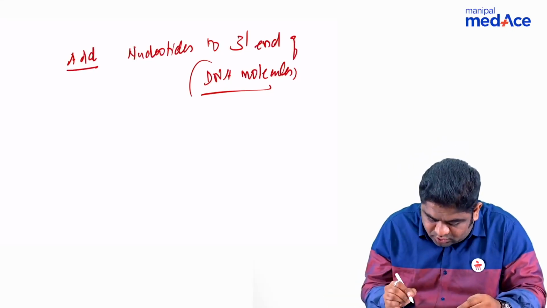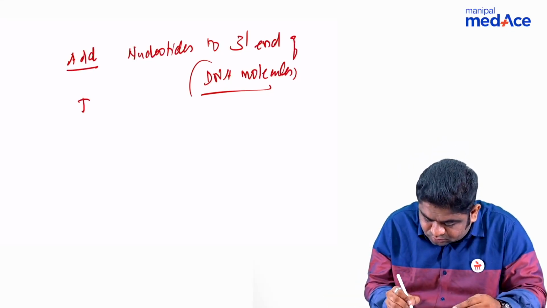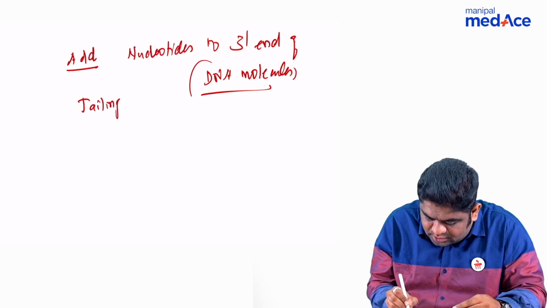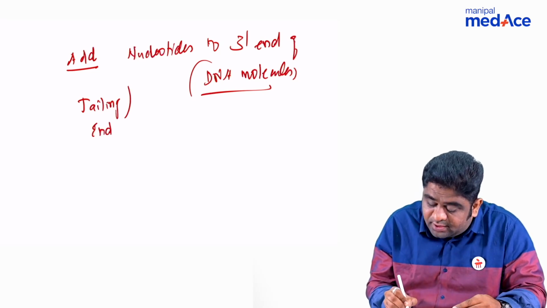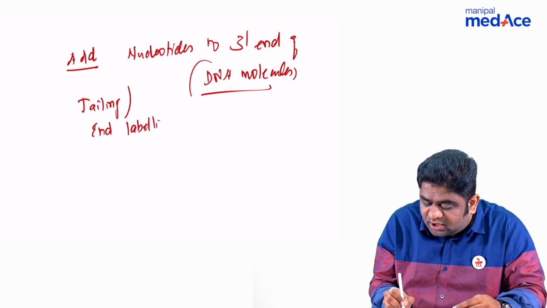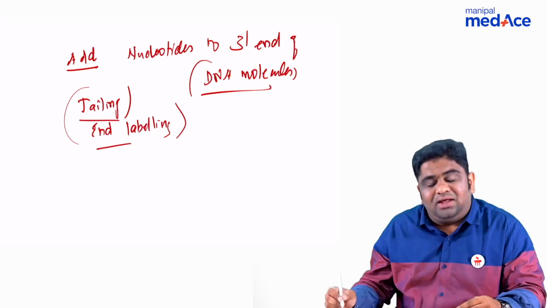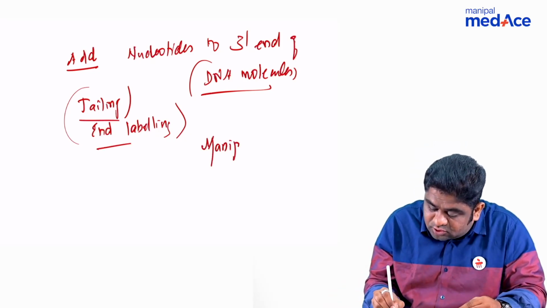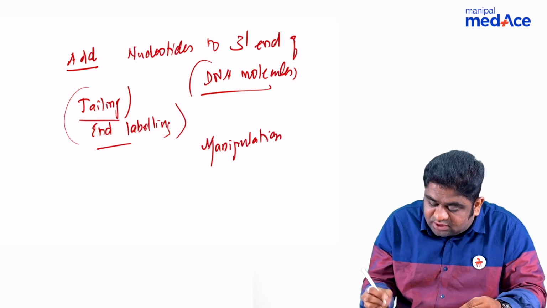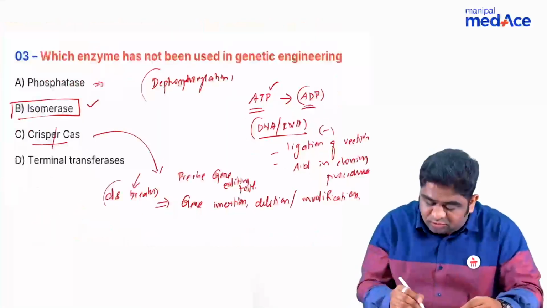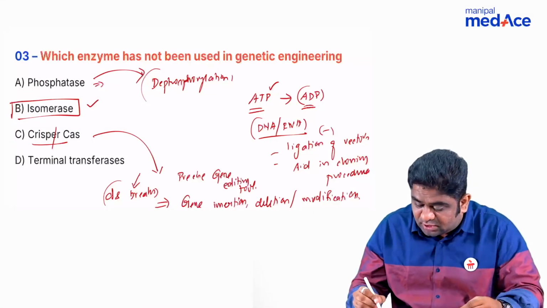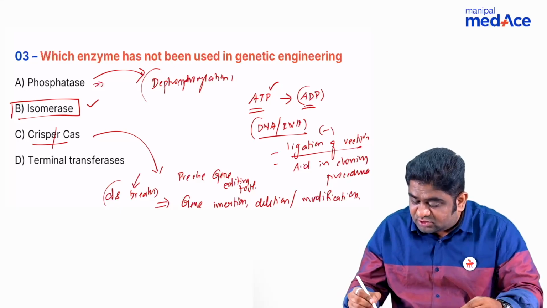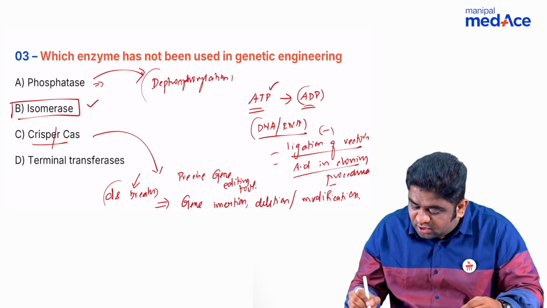So this also can be helpful for tailing or end labeling using any kind of labeled compound at the end. So these are all examples of manipulation of DNA. So we have given the best examples of manipulation using phosphatase that causes dephosphorylation, helps in preventing unnecessary ligation of the vectors and also aiding in the cloning procedures.